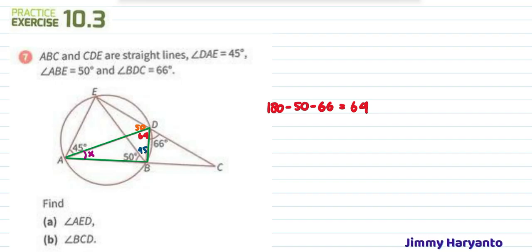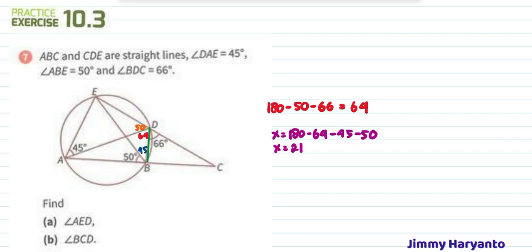So let's say that one is x equals 180 degrees minus 64 minus 45 minus 50. So x equals 21 degrees. So this one is 21. And then as you can see, this is the circumference angle facing DB. And then we have the other one. This one is also a circumference angle facing DB. That means they are the same. That means this one is 21, and AED, not AED, that one is BED.